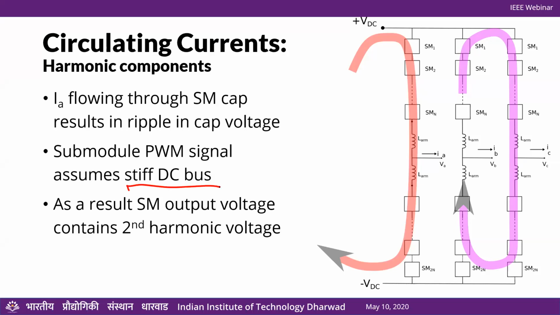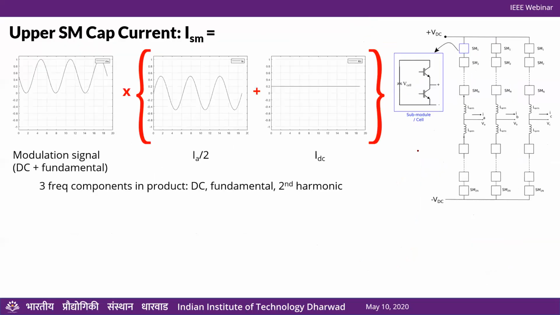That's obviously not the case. IA, or rather, the split of IA by 2 here, flows through the submodule capacitors. But does it flow continuously through the submodule capacitors? No. It flows only when the module is inserted and stops when the module is bypassed. So the current seen by the capacitor is essentially the PWM function multiplied by the arm current, or phase current by 2. And the result is that the submodule output voltage will start containing second harmonic. We'll see that.